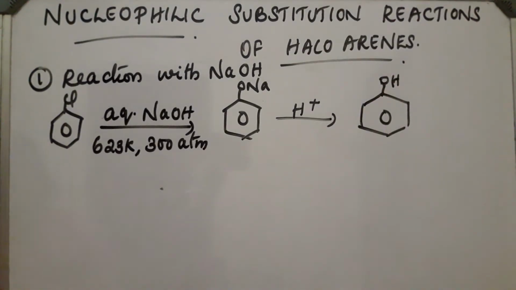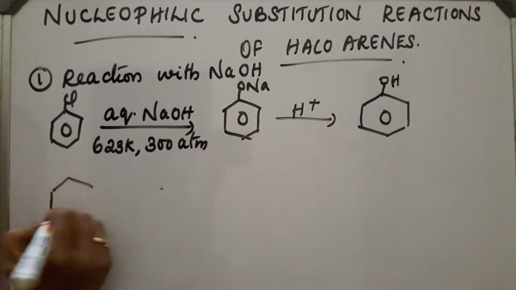But this reaction can be made fast, or the reactivity of chlorobenzene or haloarenes can be increased, by the presence of certain electron withdrawing groups at the para and ortho positions, like NO2 groups. Let us take some examples. If an NO2 group is present at the ortho and para positions, the reactivity of the haloarene will be increased.